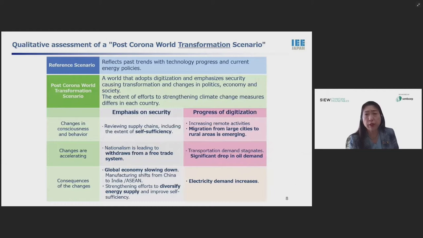We are forced to stay at home and continue to work, study, and keep our lives going. This accelerates the speed of digitization and reduces demand for transportation while increases demand for electricity. We are still fighting COVID-19, and how this turns out is still unknown. And yet, the following is our attempt to quantify the world which we imagined. Next, please.